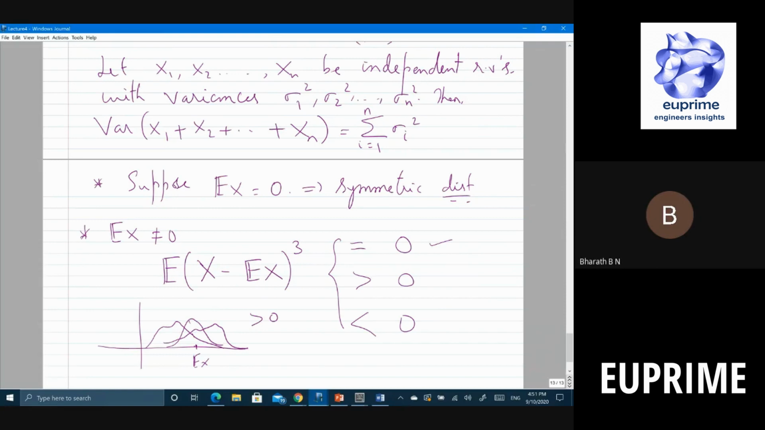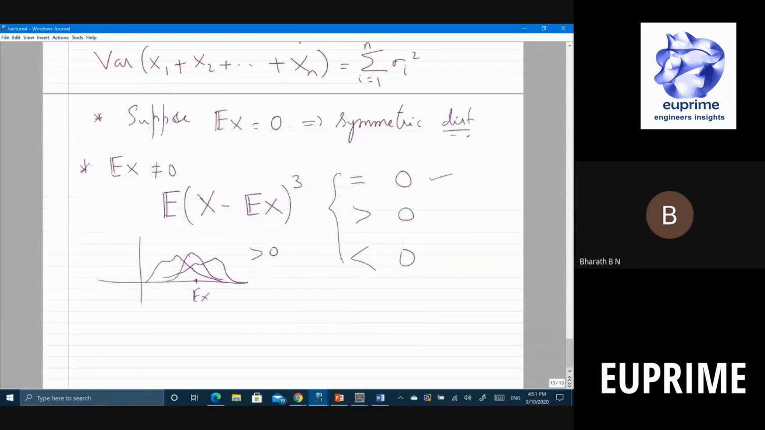What about the fourth moment? The expected value of x minus expected value of x, whole power 4. You cannot have less than or equal to here. It's the fourth power, so it's always positive: either 0 or greater than 0. The 0 case is trivial, so greater than 0 is what we look at. What about the fifth moment? Again three possibilities, but it will tell you something more.